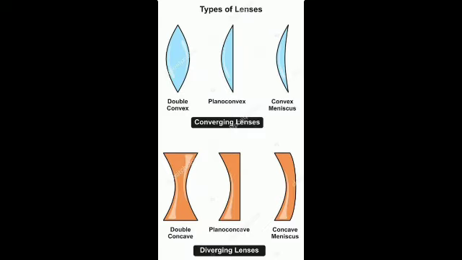The other types of lenses. Plano-convex lens. If one of the faces of a biconvex lens is plane, it is known as a plano-convex lens. Second one, plano-concave lens. If one of the faces of a biconcave lens is plane, it is known as a plano-concave lens.